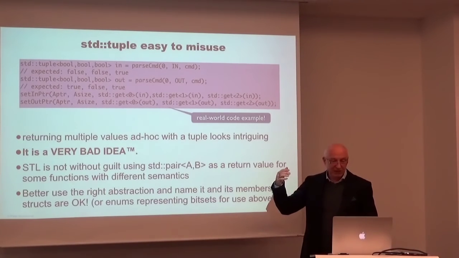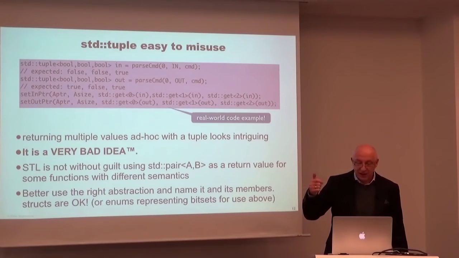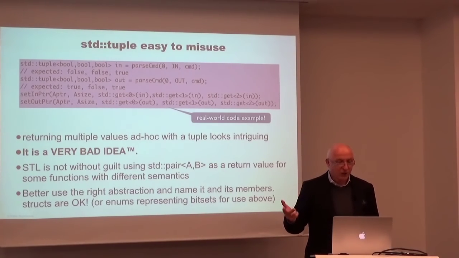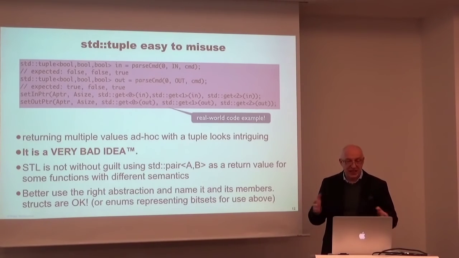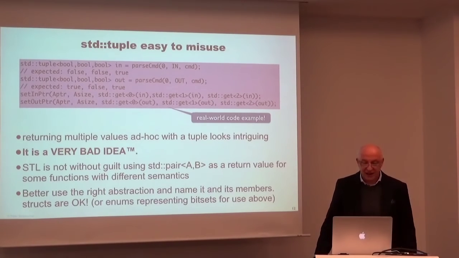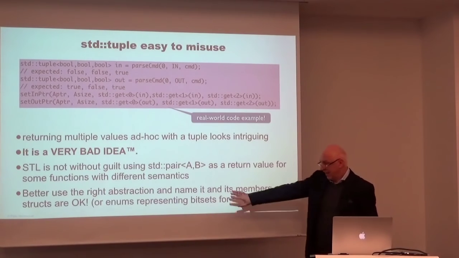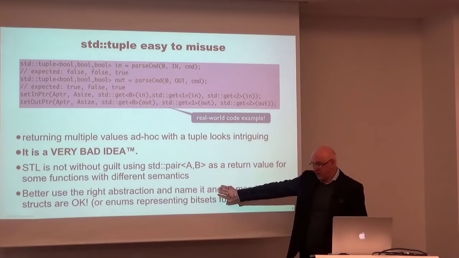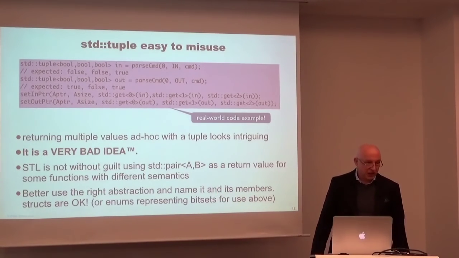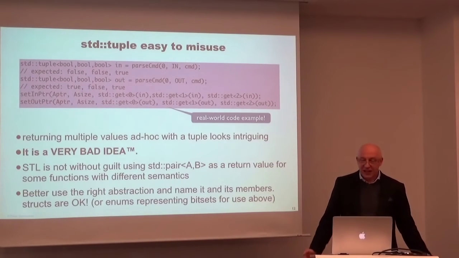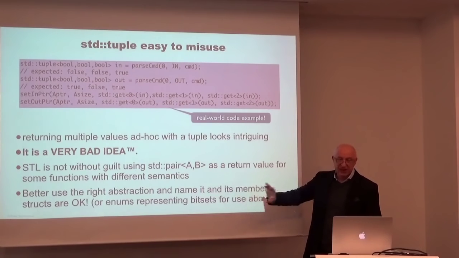Especially because you have now indexed things with 0, 1, and 2 without any clue what those mean. Only by the positioning in the tuple and in the argument list do they have a meaning. That's a very bad idea. It's no problem to provide your own abstractions. If you have combined values, you can just do a struct of 3 bools, or even an enum type where you have bit flags in the enum values. That's fine.